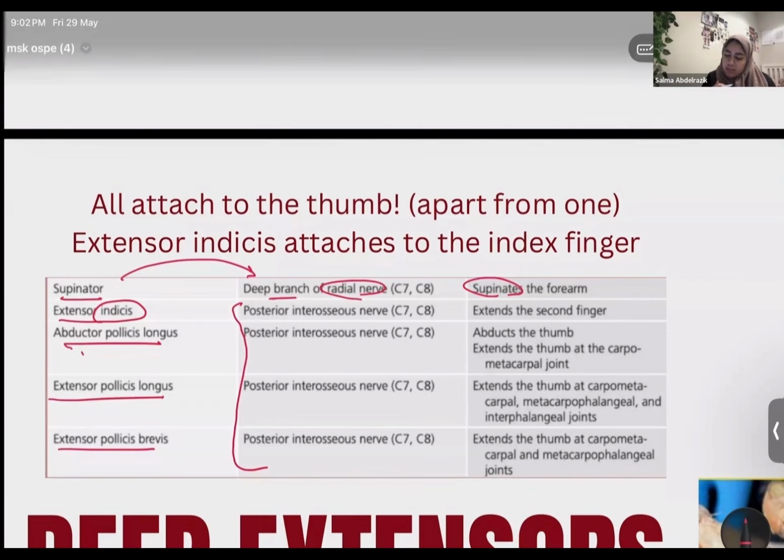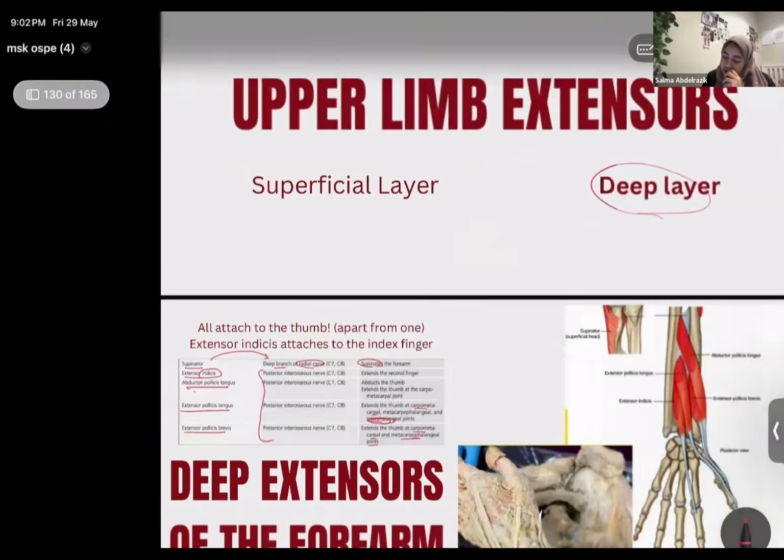Supinator, it supinates the forearm. Extensor indicis extends the second finger, which is the index finger. You have the abductor pollicis longus, which abducts the thumb. Extensor pollicis longus extends the thumb. Extensor pollicis brevis extends the thumb as well. Both of them at the carpometacarpal and the metacarpophalangeal joints, except pollicis longus, which is at the interphalangeal joint as well.